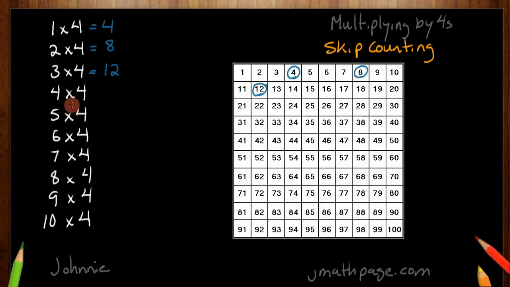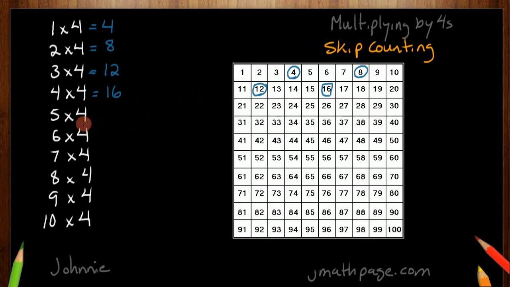Let's do another one. Next one, 4 times 4 means skip count by 4 4 times. 1, 2, 3. Now we need to skip count by 4 again, so let's count off. 1, 2, 3, 4. And that takes us to 16. So skip counting by 4 4 times takes us to 16. Let's do the next one.